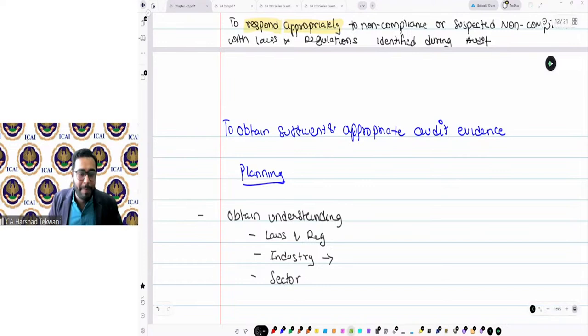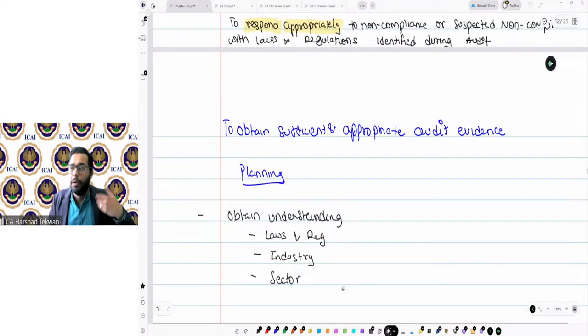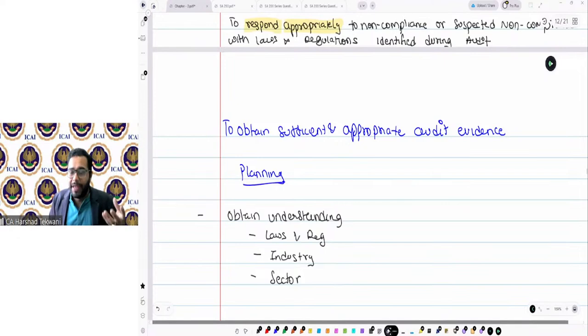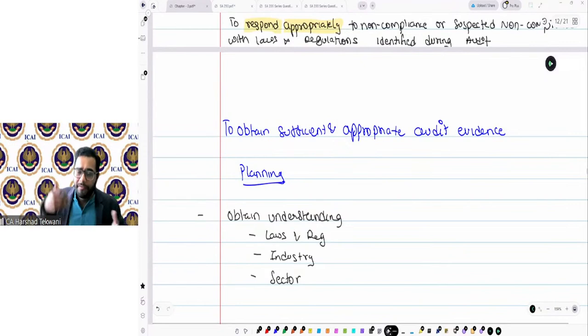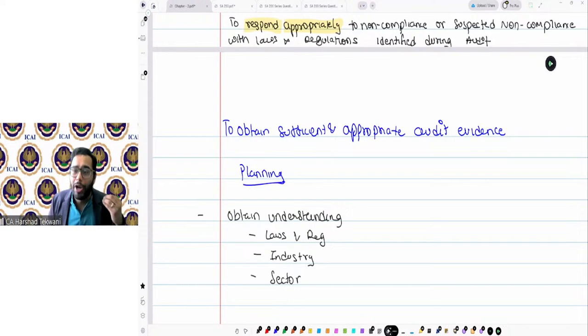Let's say it is an industry operating in critical chemicals or pharma; they might have additional laws and regulations. Now coming to the sector, say FDI regulations, FDI norms. If it is a real estate sector, there are FDI norms, rules and regulations, a lot of things, RERA is there. So the industry sector helps you identify what framework or additional laws might be applicable to you. You need to obtain that understanding.